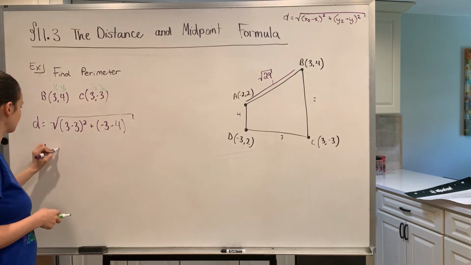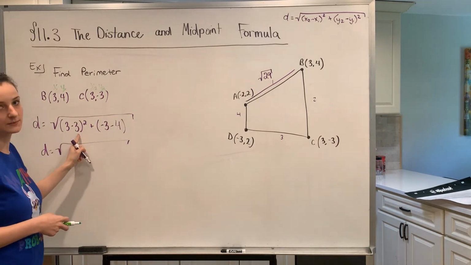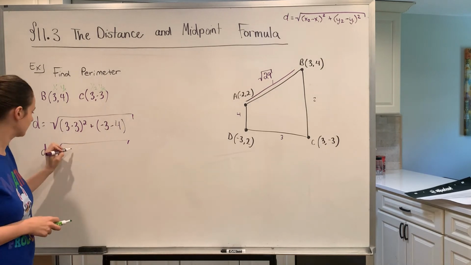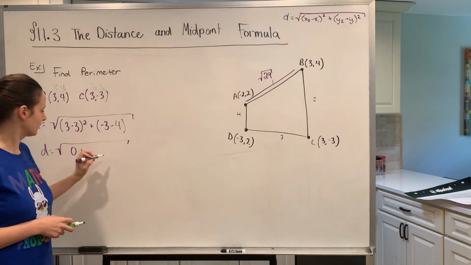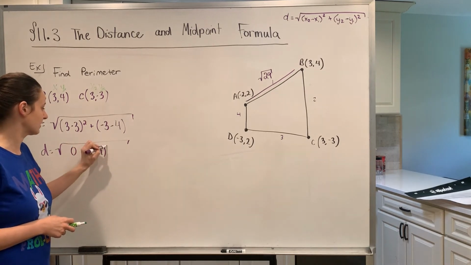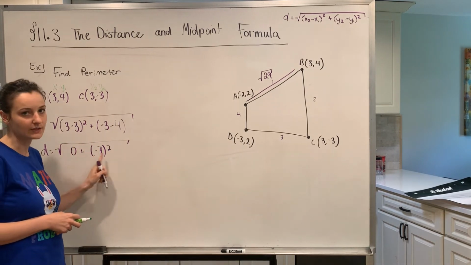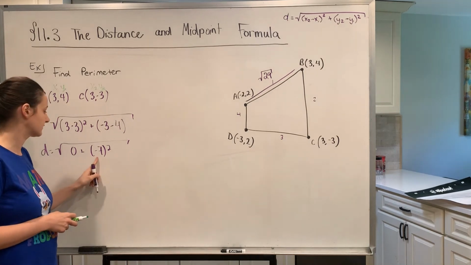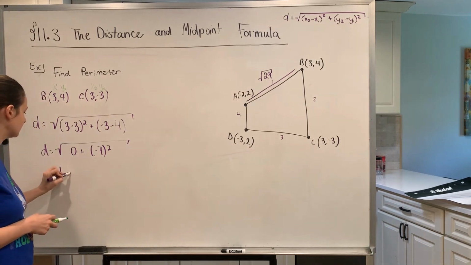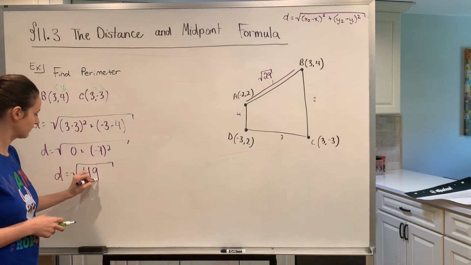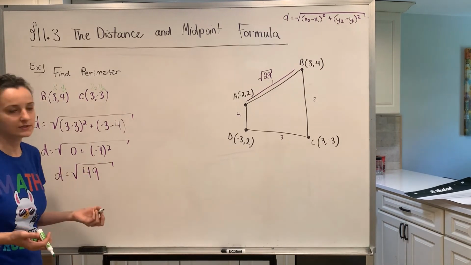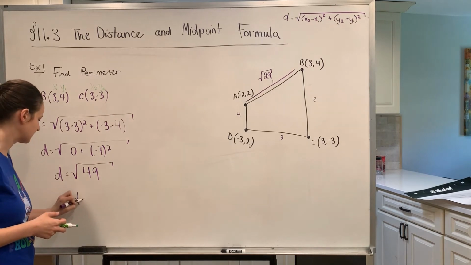Now we can simplify by evaluating the parentheses. 3 minus 3 is 0. We know that 0 squared is just going to give us a 0, plus negative 3 minus 4, which is negative 7 squared. Be careful that negative is included when you square this number. So negative 7 times negative 7 is going to leave you with a positive 49, plus 0 is just going to be the square root of 49. And we know that the square root of 49 here is 7.